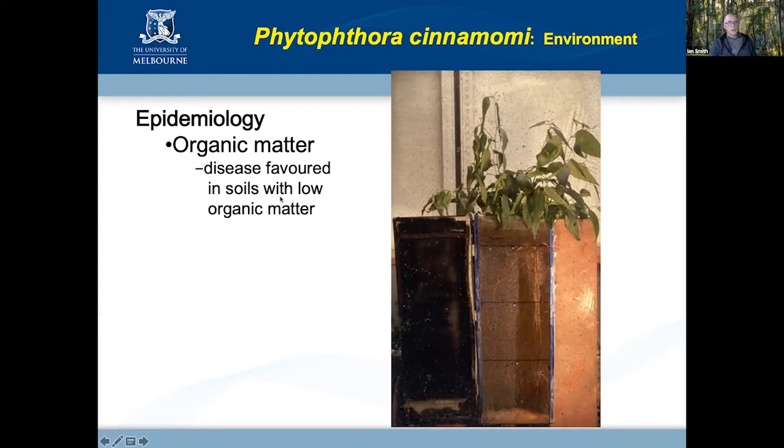And so diseases are favoured in soils with low organic matter. The organic matter seems to have lots of other bugs and things in the soil, which tend to kill off little zoospores before they get a chance to get onto the root systems. The mycorrhizae in the soil form little sheaths along the roots, stopping the pathogen getting in. So high organic matter soil is actually suppressive to the development of disease.